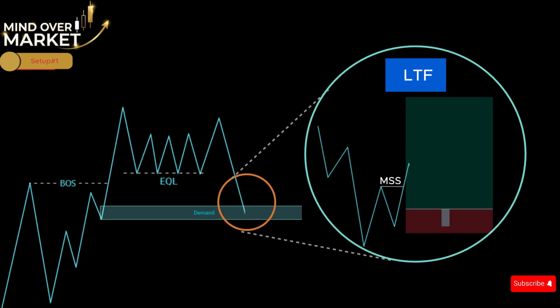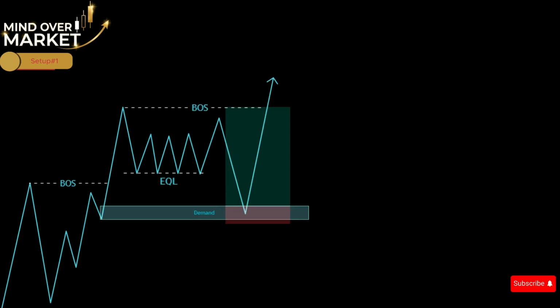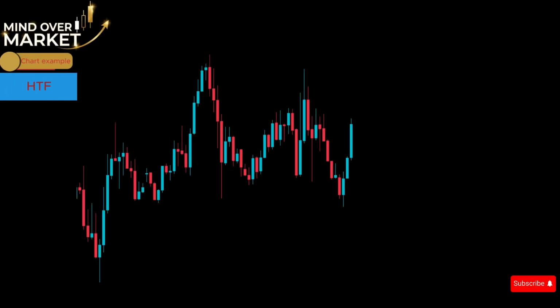Place your buy order at the new lower timeframe demand zone, created by the market structure shift leg, and place your stop loss safely below the demand zone. For your take profit, target the nearest key lower timeframe resistance, or a major high on the higher timeframe. Now, let's look at a real chart example of this setup, so you can clearly see how it unfolds on actual candlesticks, rather than just line charts.